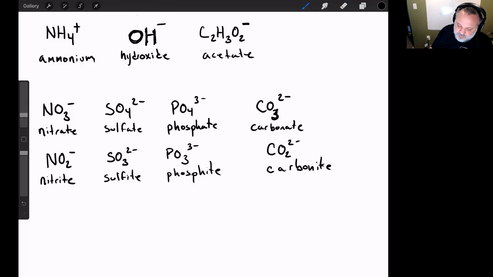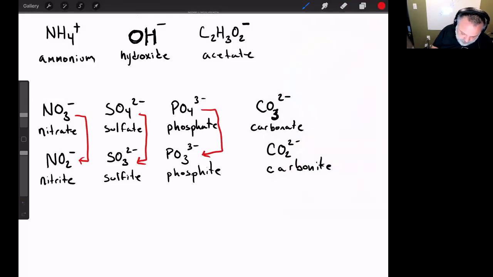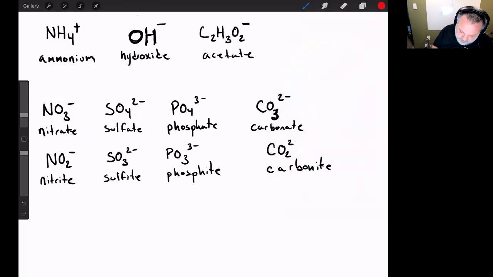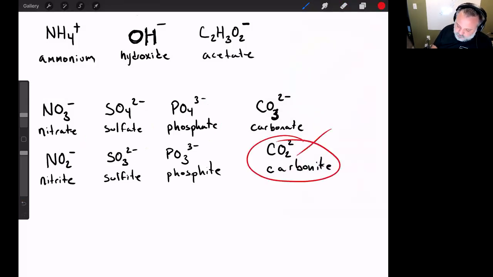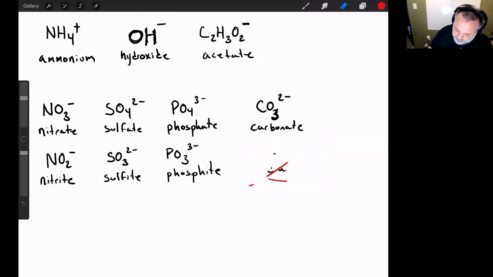What's happening with the number of oxygens each time? 3 goes to 2, 4 goes to 3, 4 goes to 3, 3 goes to 2. What's happening with the charges though? Charges are the same, same, same, same. Yeah, one less oxygen, the same charges. Why is it a trick question though?